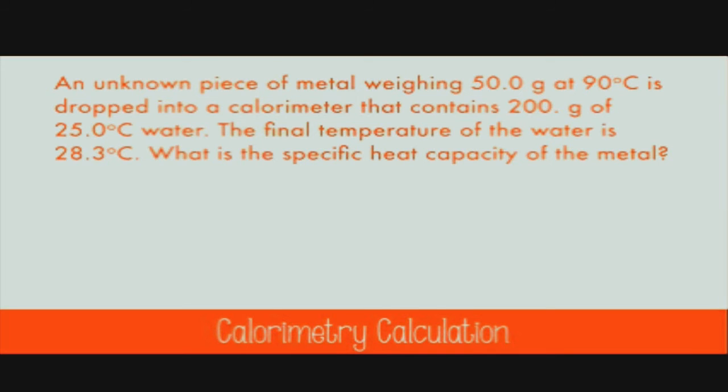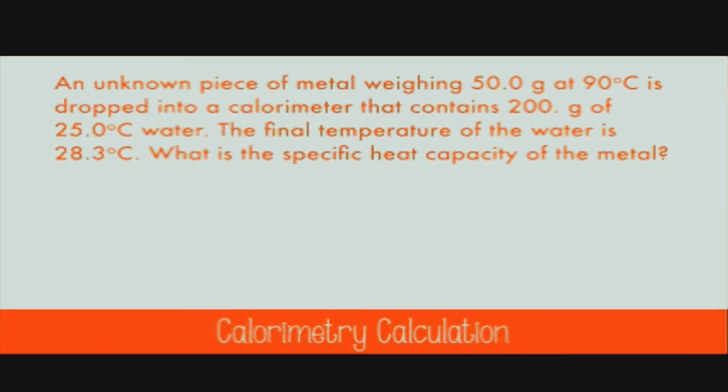An unknown piece of metal weighing 50 grams at 90 degrees Celsius is dropped into a calorimeter that contains 200 grams of 25-degree water. The final temperature of the water is 28.3 degrees Celsius. What is the specific heat capacity of the metal?